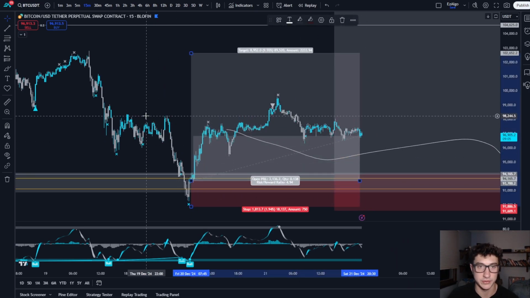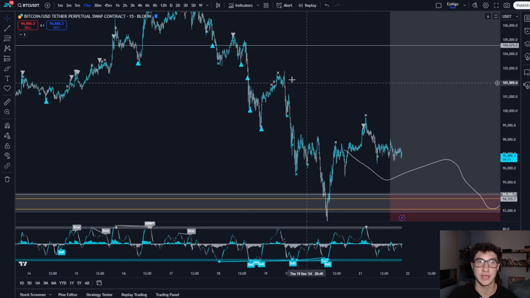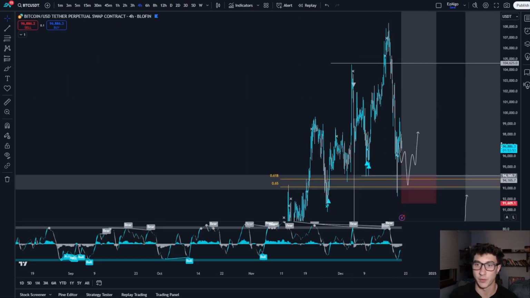Maybe you can take half here if you'd like at the most recent high, but this is an example of a trade that I would take. Now let's jump into the other scenario. Okay, I'm going to use the 4-hour time frame here.